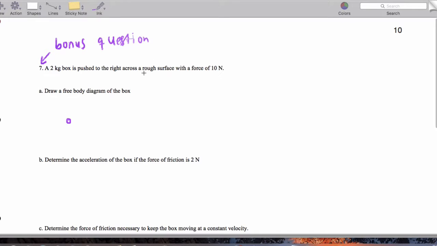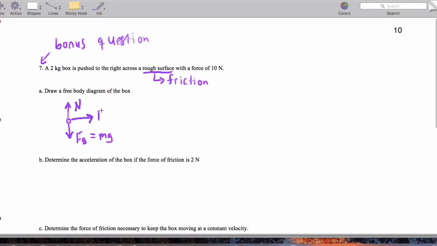Notice it's on a rough surface. Whenever you read the words rough surface in physics, that means friction. Don't forget that. So we have a normal force. Awesome. We have the weight, which is the same as the force of gravity. That's going to equal m times g. I'm just going to write that there. I don't know if I'm going to use that formula, but I'm going to draw it.